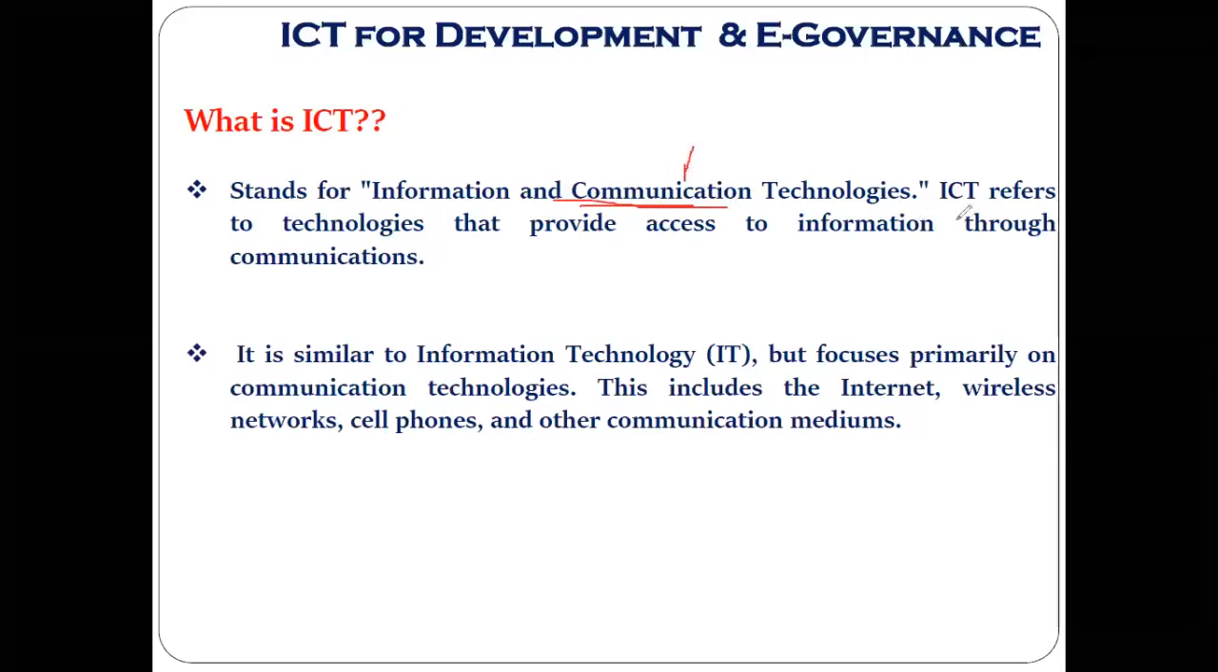So ICT stands for information and communication technology, and it refers to the technologies that provide access to information through communication. Different technologies are available in the world nowadays using which we can access information. Access in the sense we can collect the information, store the information, process that information, and use that information for certain purposes. We, in the sense the individual person, can utilize the information, companies and businesses can utilize the information, and government agencies also utilize the information. So there are different users of that information.